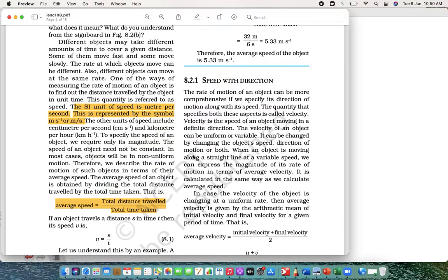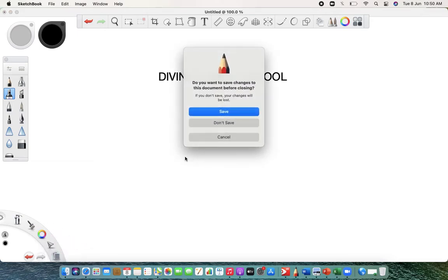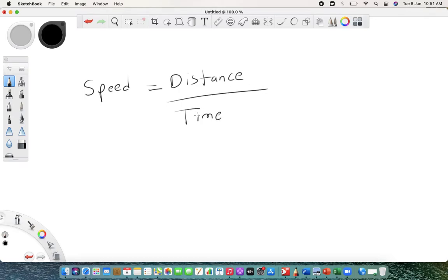Now there is a difference between speed and velocity, right? And what is that? Let me show you. Speed, as I said, is distance traveled upon time taken. So when we talk about speed, we say speed is distance traveled upon time taken.